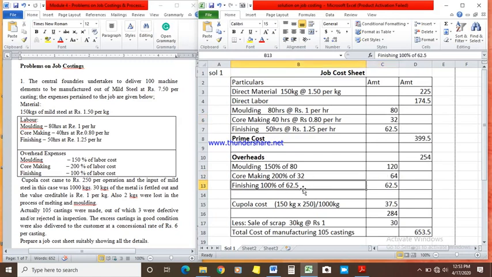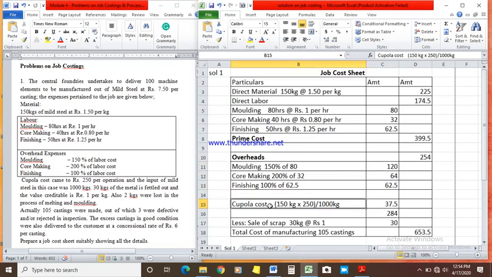100% of finishing department labor cost, that is 62.5, that comes to 62.5 as it is. So when I take the addition of all these three, we get the overhead cost to be 254 rupees. But if you take the total of these three, we get actually 246.5. Okay, but there is one more cost in addition to this, that is a cupola cost.